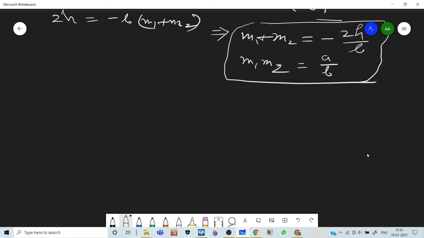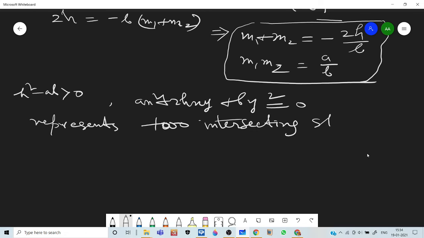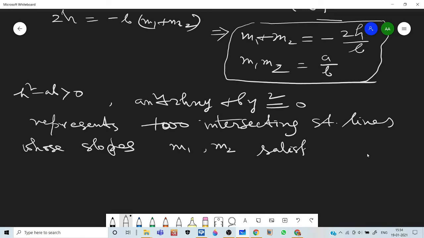Now when h square minus ab is greater than 0, the equation ax square plus twice hxy plus by square equal to 0 represents two intersecting straight lines whose slopes m1 and m2 satisfy the above relations.